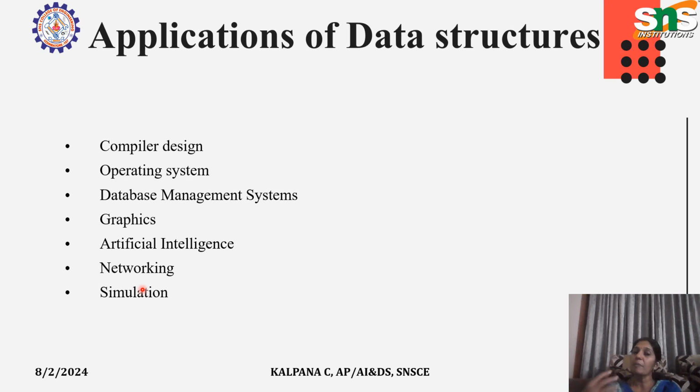Whatever application we create, we will be using at least one type of data structure. For example, if we are going to add two numbers, we have to define which type of data it is: integer, float or character. Integer, float, character come under what? Primary data structure again. Whatever application we build, we are going to implement it with the help of data structures only.